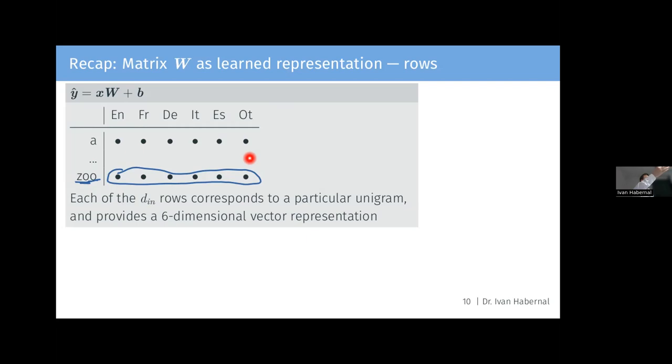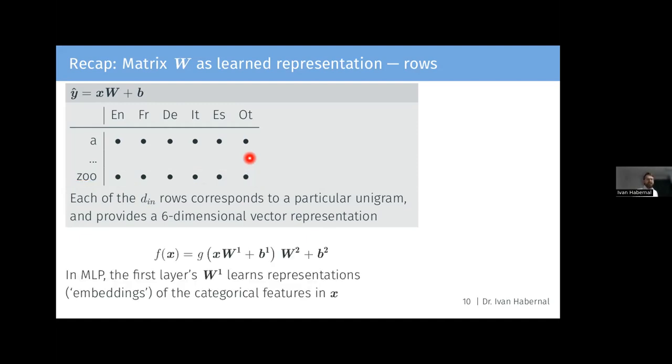Yes, 10,000, 50,000, 70,000, right. So we're compressing a 70,000 one-hot encoding into a six-dimensional vector. So it has different properties, but it's a dense representation, and it might have nice properties, such that maybe two words are kind of similar in this latent space.